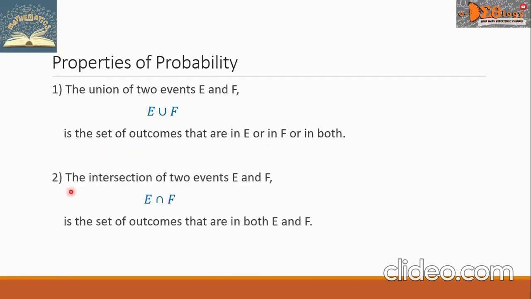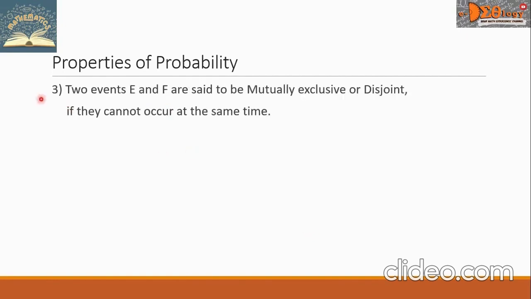The second property, the intersection of two events, E and F, denoted by E intersect F. Take note that the symbol for intersection is an inverted U, is the set of outcomes that are in both E and F. Property number 3, two events E and F are said to be mutually exclusive or disjoint if they cannot occur at the same time. That is, E intersect F equals 0.